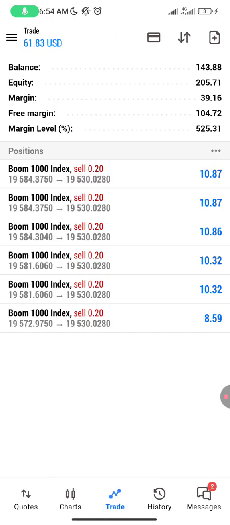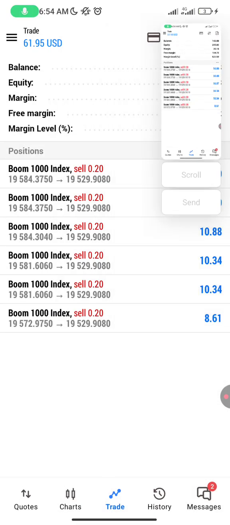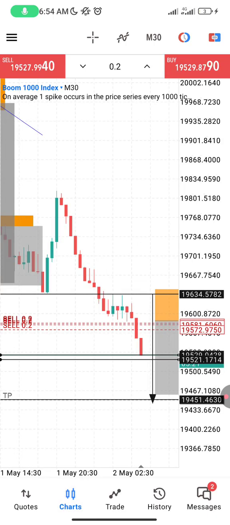So this is just a simple analysis on how I took this trade and how you too can spot entries like this and make use of it.